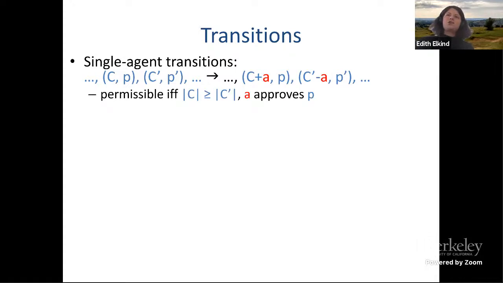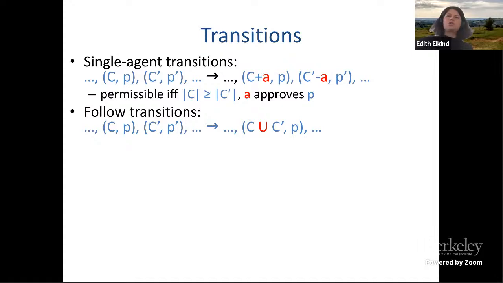Effectively this means that agent A, who used to be in coalition C prime, moves to coalition C. This transition can only happen if coalition C was at least as large as coalition C prime, so agent A myopically increases the size of her coalition, and agent A approves P. So agent A looks at proposals of other coalitions, identifies a proposal that she approves, and observes that if she were to join this other coalition, she would be in a larger coalition than she is in currently. And then she decides to move. So this is a single agent transition.